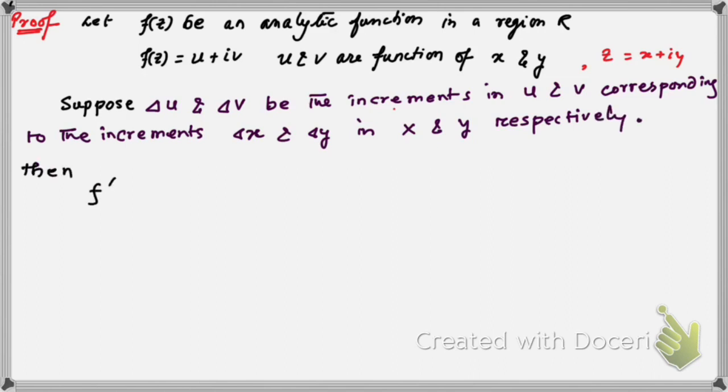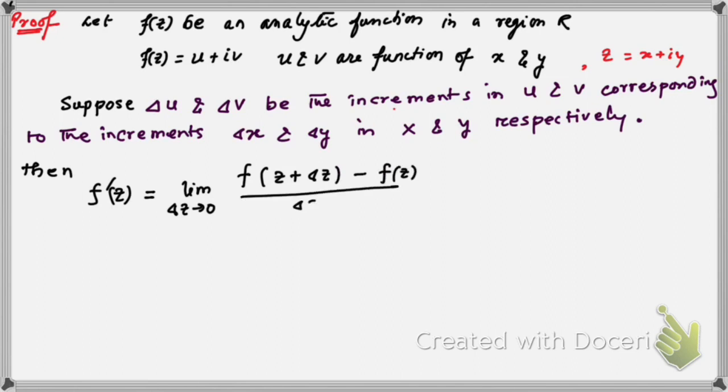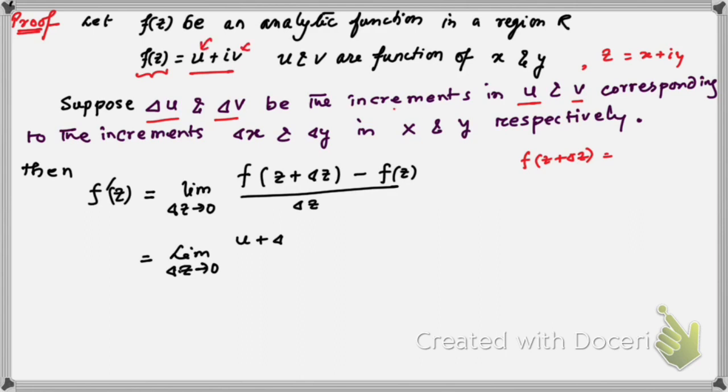Okay, then we can say that f'(z) is equal to the limit as delta z tends to 0 of [f(z + delta z) - f(z)] divided by delta z. So here, limit delta z tends to 0, f of z plus delta z. As we have considered these two as increments in u and v, and we have f of z as this, then when you have f of z plus delta z, there must also be increments in u and v, which can be written this way, that is u plus delta u plus i into v plus delta v, right?